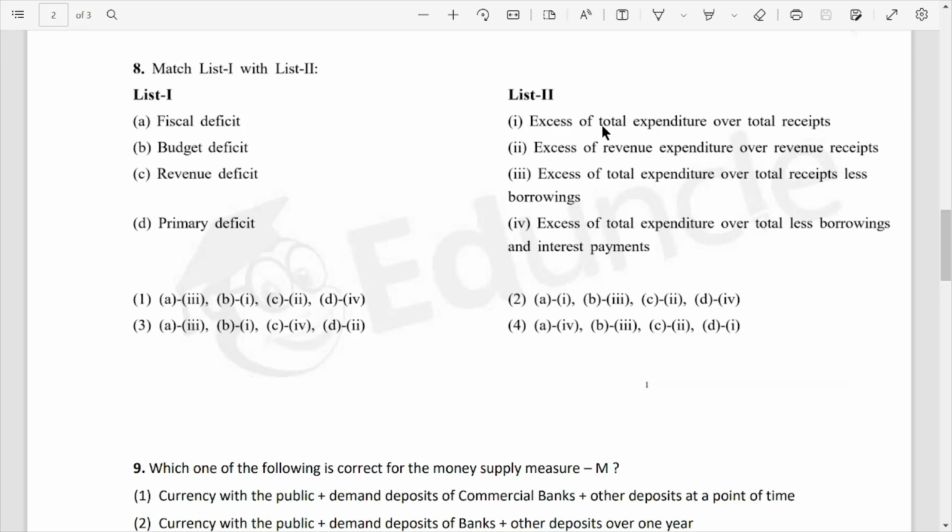So which one is the correct option? Fiscal deficit A to 3, budget deficit, sorry, budget deficit is B to 1, and then revenue deficit is C to 2, so C to 2 and D to 4. So A is the correct option. The next question is, which one of the following is correct for the money supply measures? Here we are given this M, which is not actually one M, this is M1. Currently RBI is using four methodologies to measure the money supply.